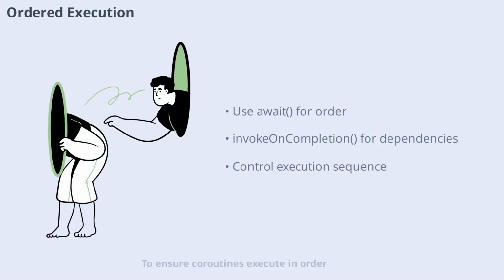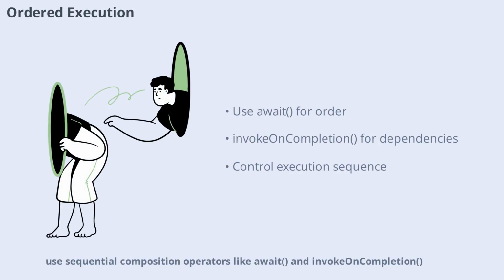To ensure coroutines execute in order, use sequential composition operators like await and invokeOnCompletion. These tools let you define dependencies and control the execution order of your asynchronous tasks.